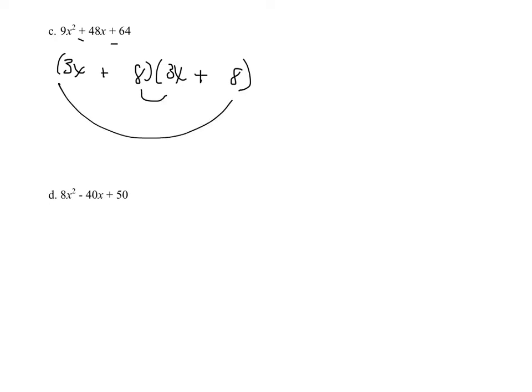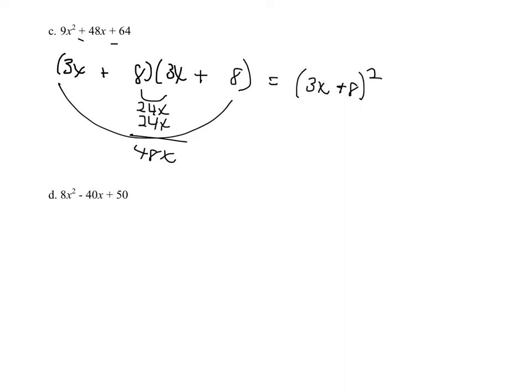Let's take a look at this next one. I look and I can't factor anything out. So 9 is a perfect square. 64 is a perfect square. Everything's positive. Check your cradle. Are you checking your cradle here? 48x. So this becomes 3x plus 8 quantity squared.